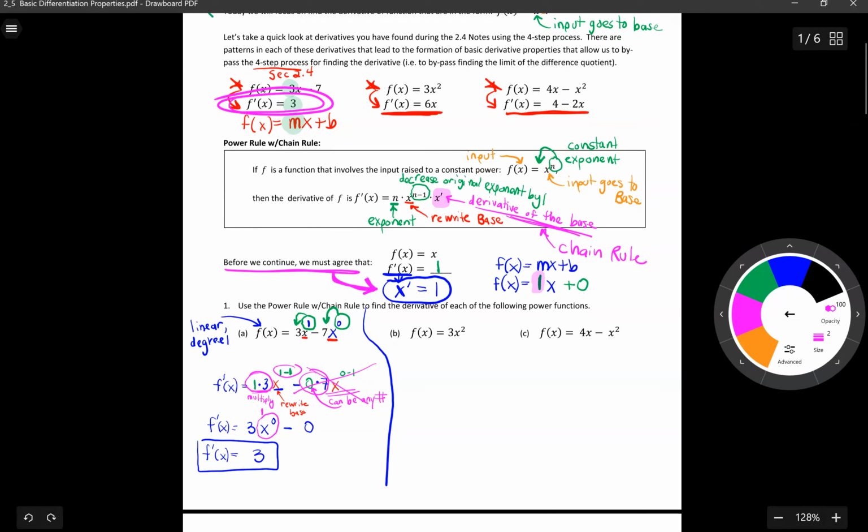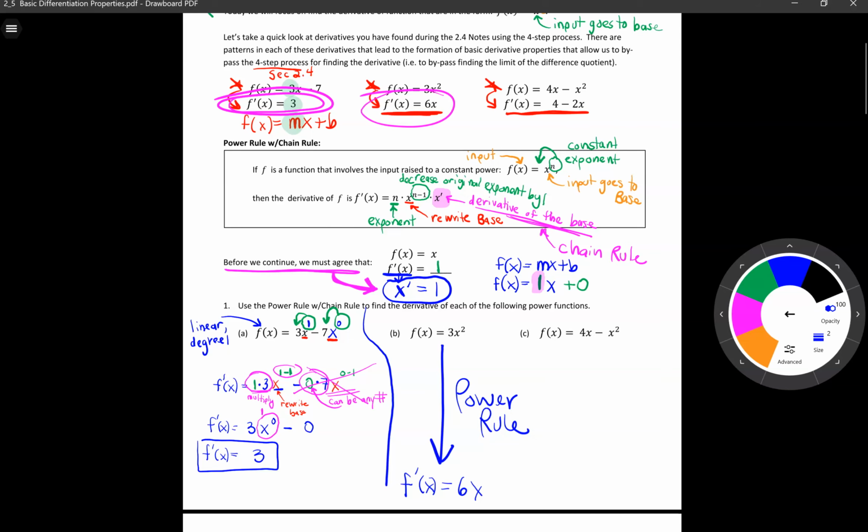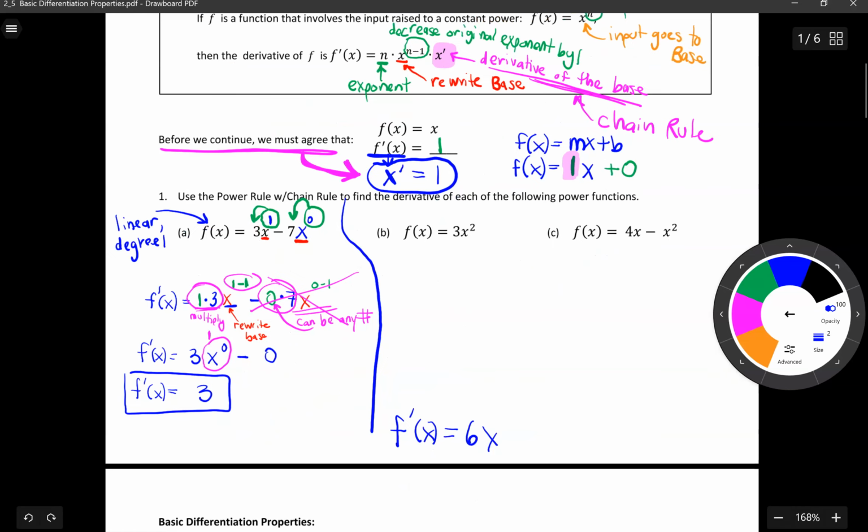I know what my derivative is supposed to be. Let me even write it down here. My derivative is supposed to end up being 6x because we did the difference quotient on this one. I'm going to go straight from this function to this derivative by using my power rule. Okay, let's see what we get. Here we go. I'm going to zoom in a little bit here.